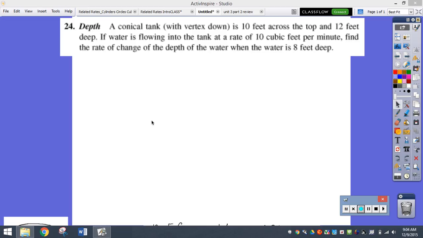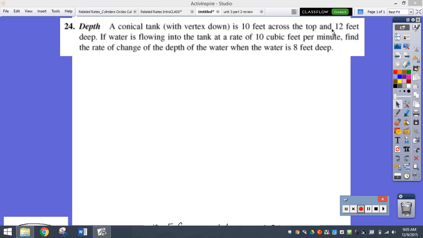So in this problem it says a conical tank with vertex down is 10 feet across the top and 12 feet deep. If water is flowing into the tank at a rate of 10 cubic feet per minute, find the rate of change of the depth of the water when the water is 8 feet deep. And so the first thing we want to do is understand the problem. And what I like to do is make a list of information that they give me.